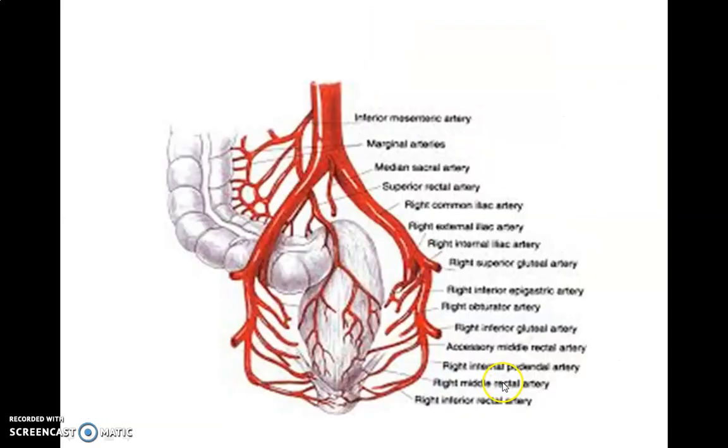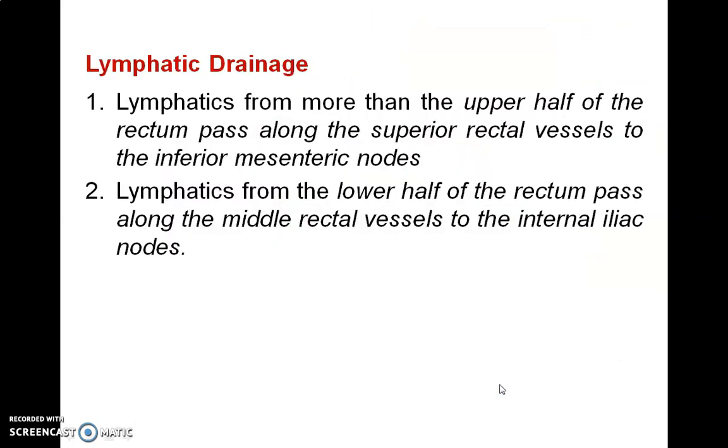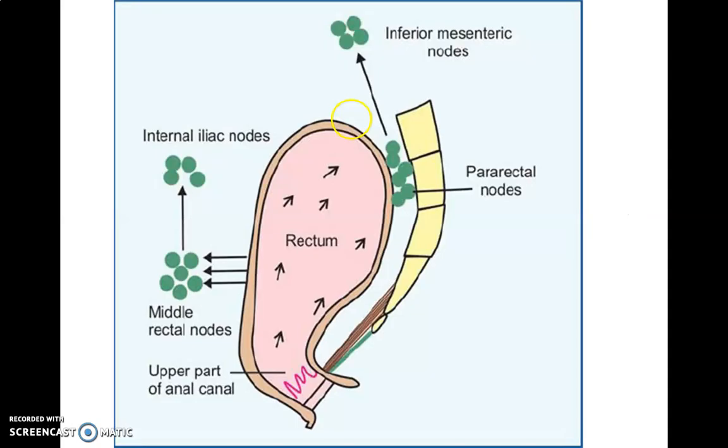Now, we will see the lymphatic drainage of the rectum. In the upper half of the rectum, lymphatics pass along the superior rectal vessels into the inferior mesenteric lymph nodes, and from the lower half of the rectum along the middle rectal vessels into the internal iliac lymph nodes.